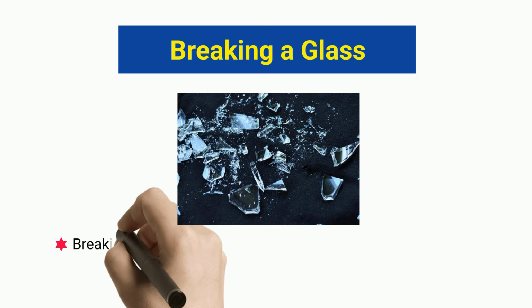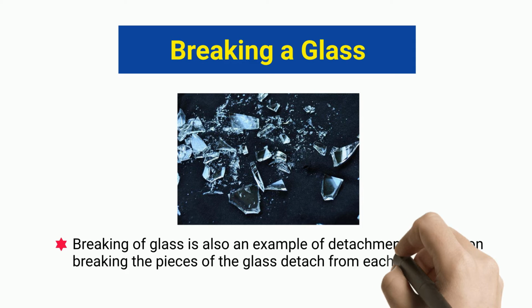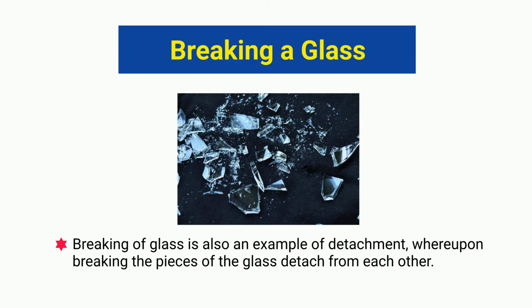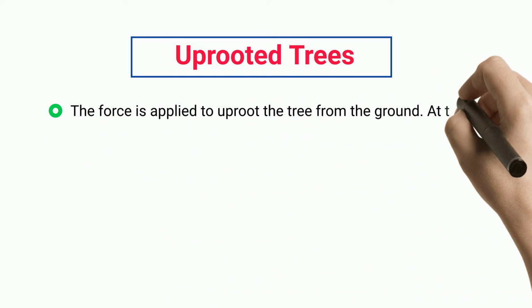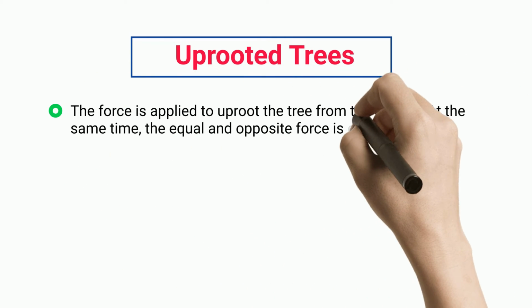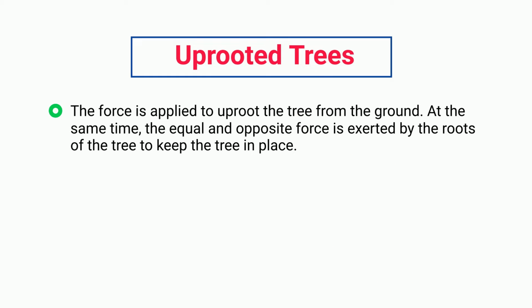Breaking a glass. Breaking of glass is also an example of detachment, whereupon breaking, the pieces of the glass detach from each other. Uprooted trees. The force is applied to uproot the tree from the ground. At the same time, an equal and opposite force is exerted by the roots of the tree to keep the tree in place.